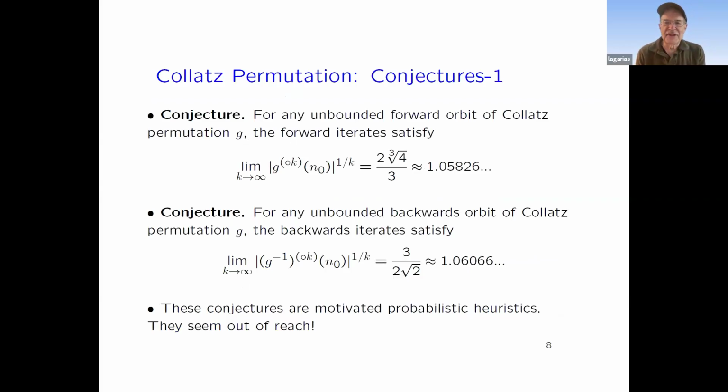The probabilistic heuristics allow you to make a prediction for how it behaves. The forward orbits will grow at a geometric rate, which is about 1.05. And if you run it backwards, then the heuristics predict it will also go to infinity geometrically, but at a different rate, which is about 1.06066. So I think that's interesting, but what can we prove? Next slide.